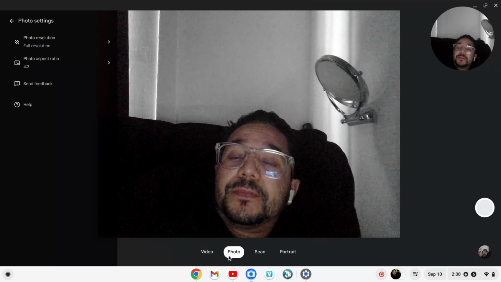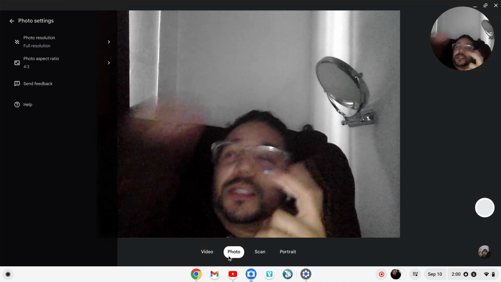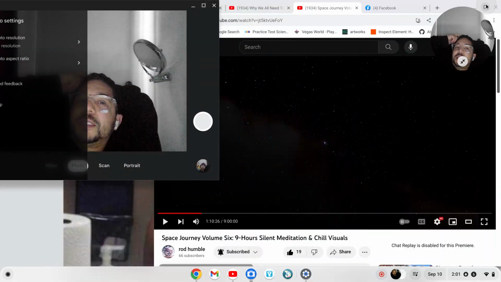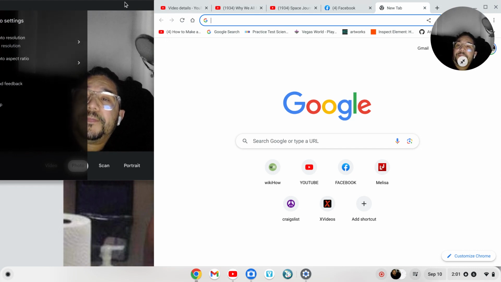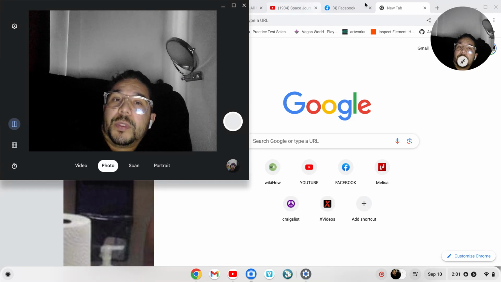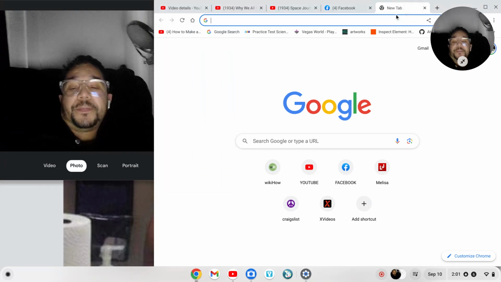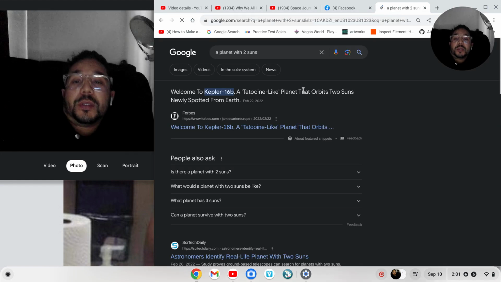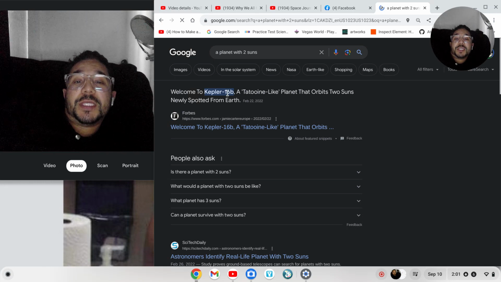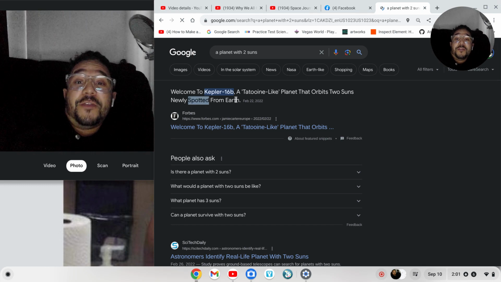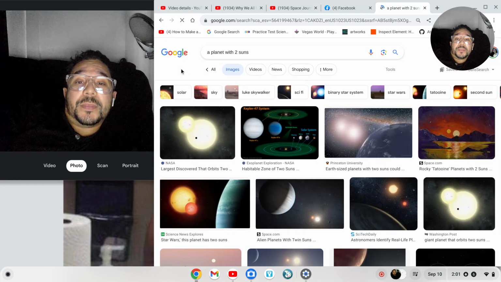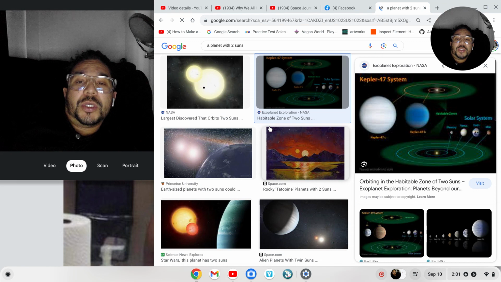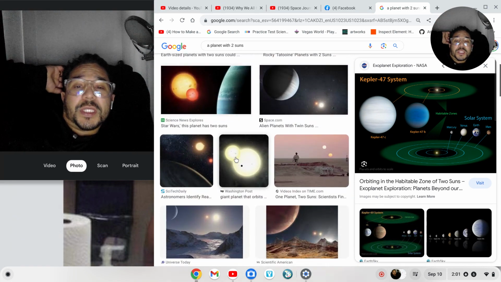For instance, there is a planet where there are two suns on it. So let me see here. So there's a planet with two suns. It says, "Welcome to Kepler 16b, a Tatooine-like planet that orbits two suns newly spotted from Earth." Spotted from Earth. What the hell? Also the suns are like next to each other, it looks like.